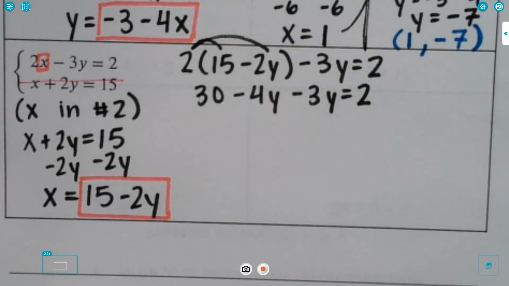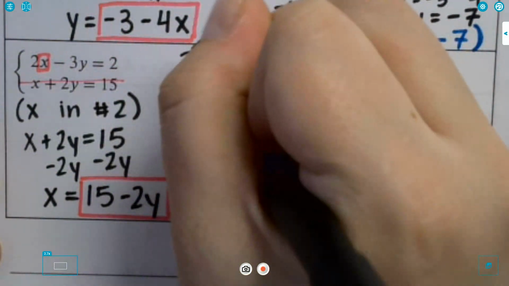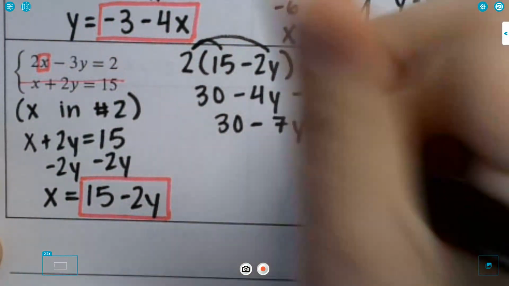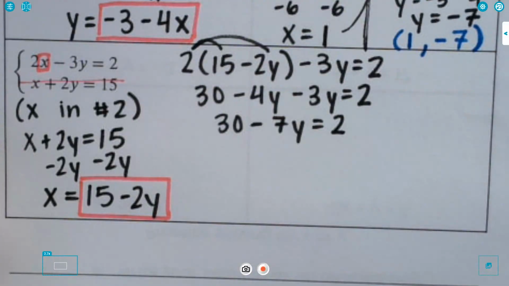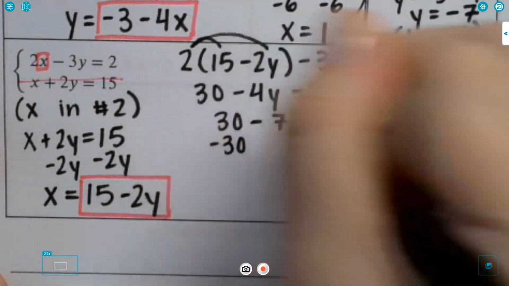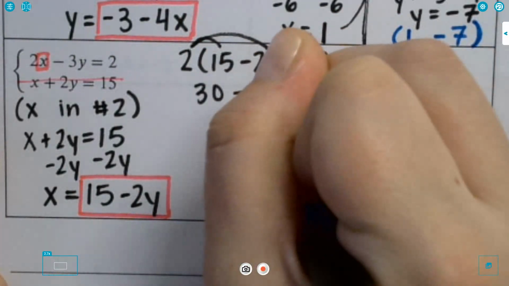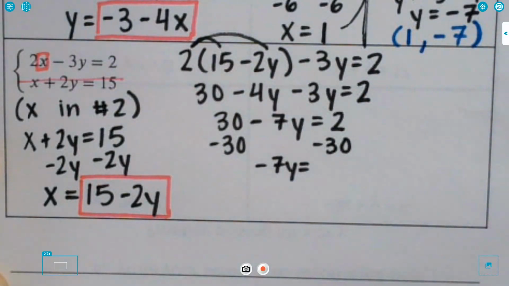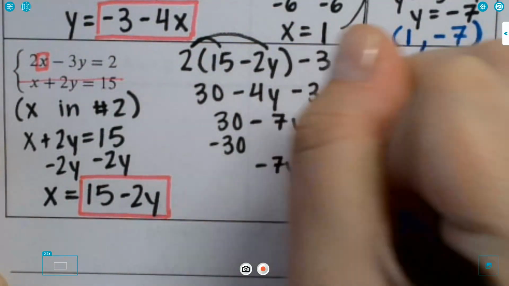Okay. We can combine together the negative 4y minus 3y. A negative plus a negative is still negative. So we've got 30 minus 7y now equals 2. And then you can freak out like I did yesterday that this isn't going to divide out neatly. But then you can remember you need to subtract 30, not add 30. So if we subtract 30, we have negative 7y equals 2 minus 30 is negative 28.